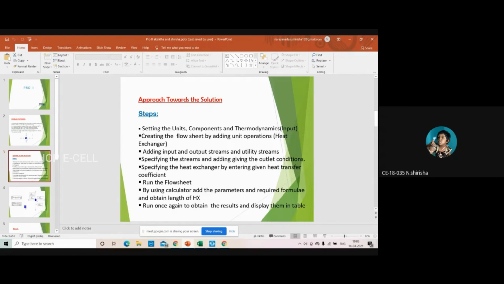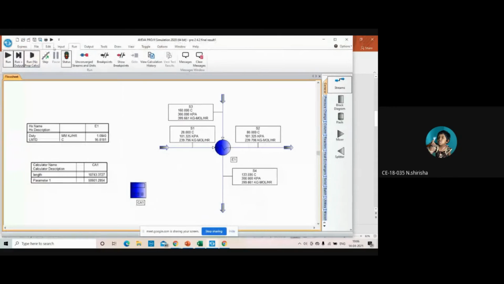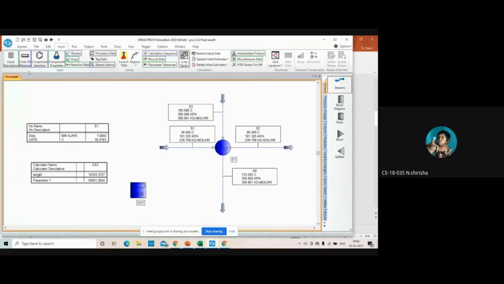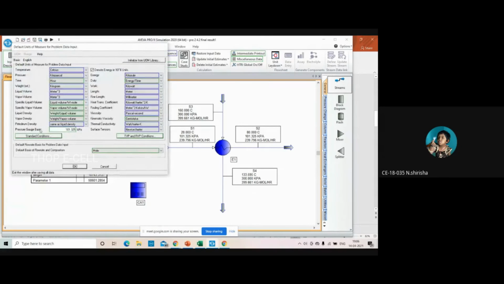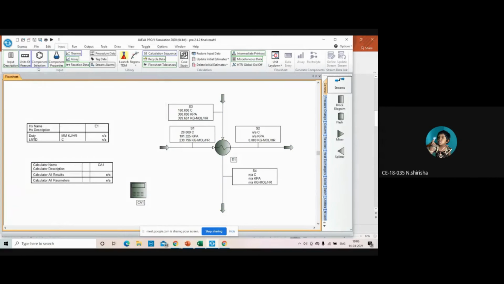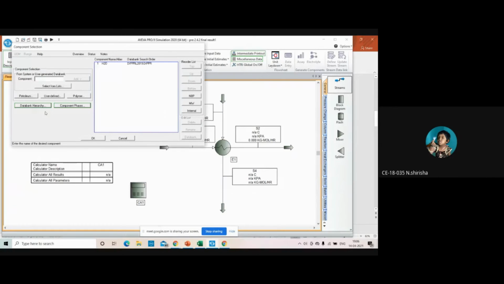Then, by using the calculator, add the parameters that are known and the required family, and obtain the length of the heat exchanger. Now we should run again to obtain the results and display them in a table. So now I will be showing the flow sheet. This is the flow sheet, and in the input we need to set the units of measurement. These are the units I have set, which are required, and these are the component selections.